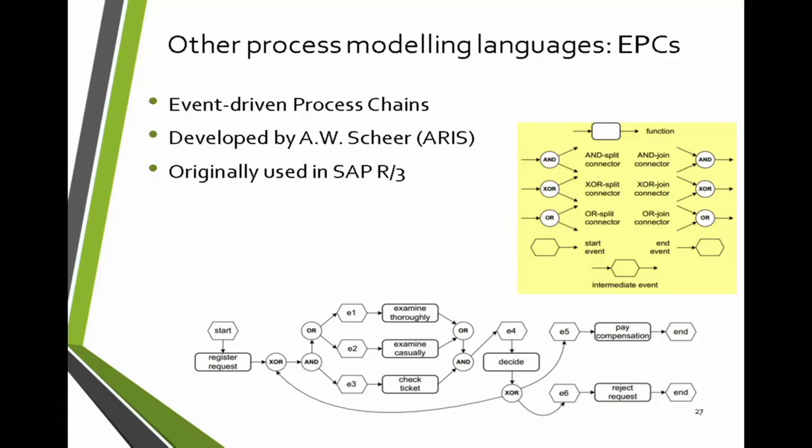SAP, as of version R3, all the processes that are defined in this ERP software were modeled in EPCs. So not in BPMN, not in Petri nets, but in event-driven process chains. You don't need to know the notation. I just give you an example of such a model to have a visual recognition of it. It basically works through also gateways, you could say. These circles here are gateways, but also events. It's entirely based on the concept of events. That's why we call it an event-driven process chain.